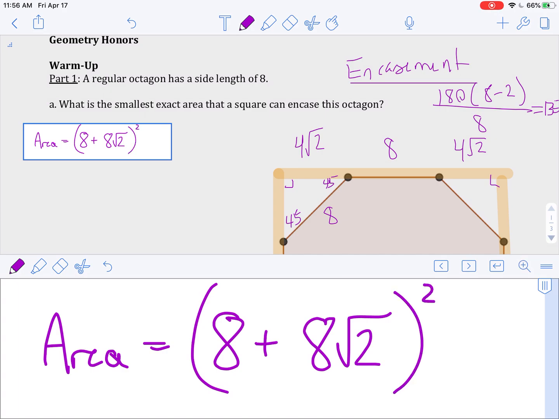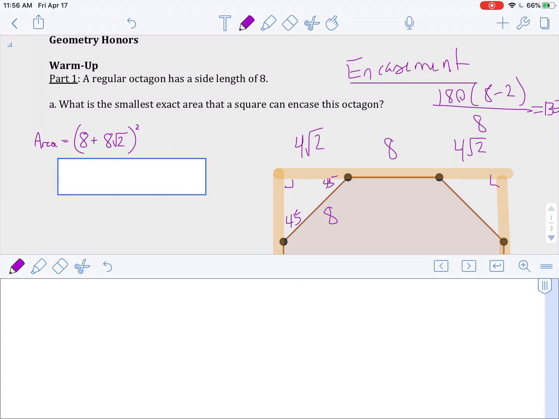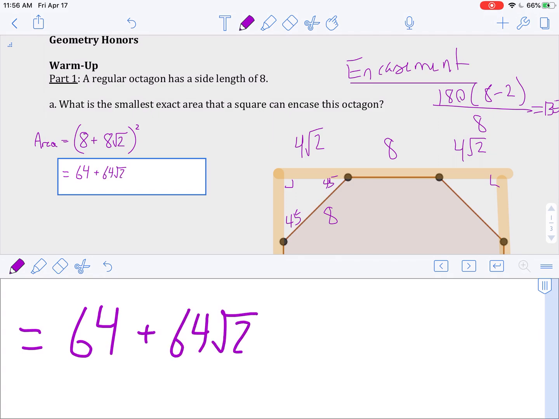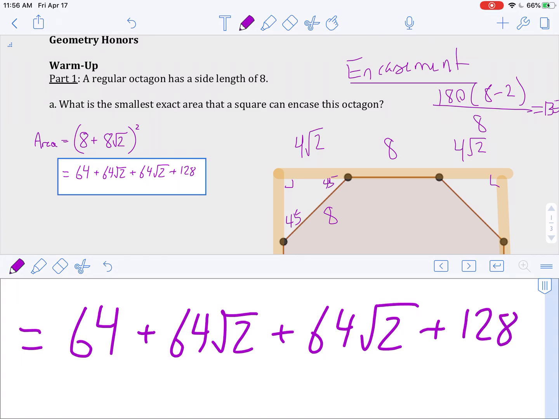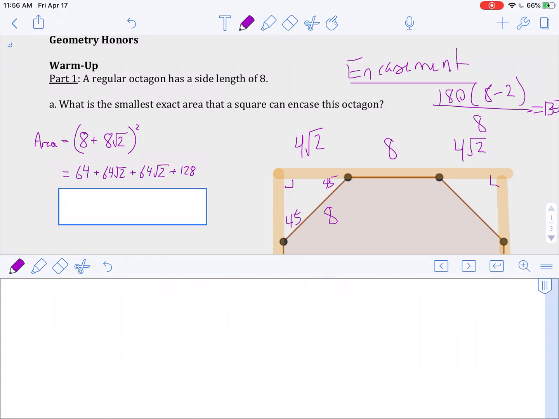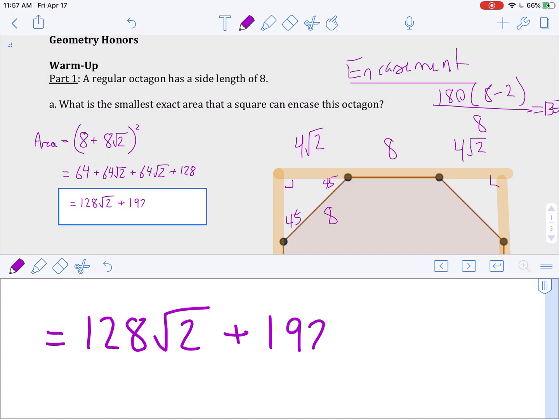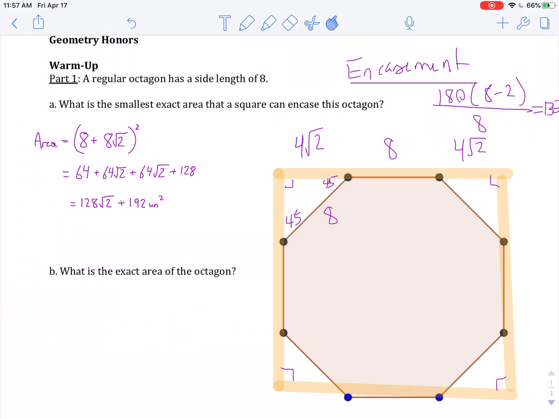squared. So now you're going to want to remember to double distribute this, or make sure you multiply each of the values together. So 8 times 8 is 64, and you're going to get a 64 root 2 plus another 64 root 2 plus 64 times 2, which is 128. So that's going to equal 128 root 2 plus 192 units squared. And that's how you would find the area of the square.